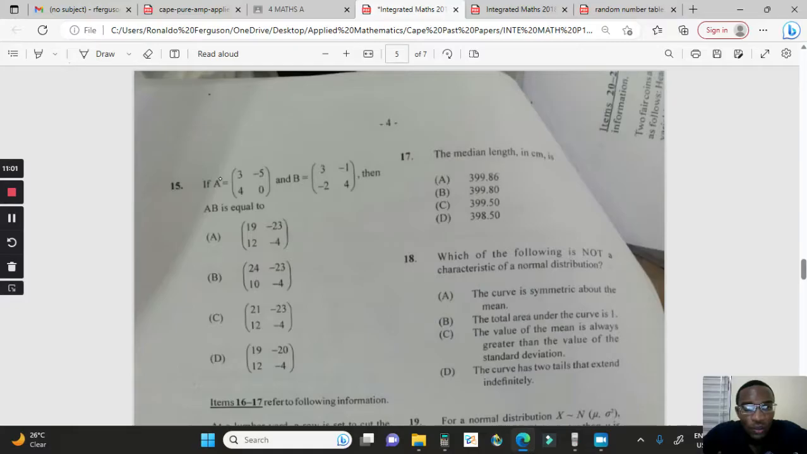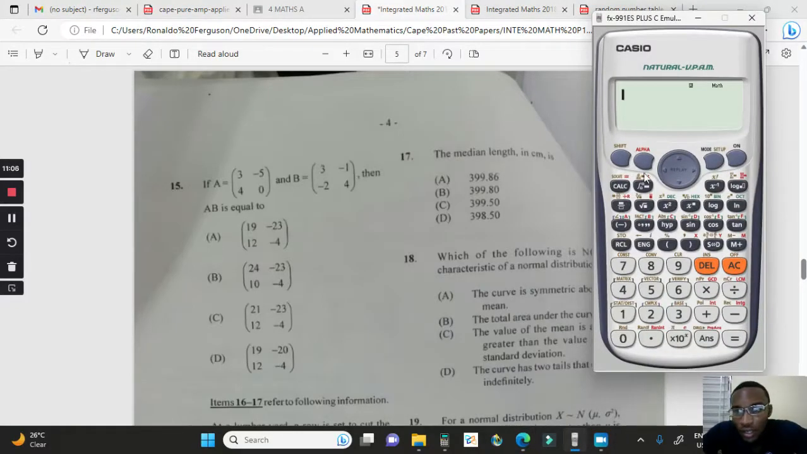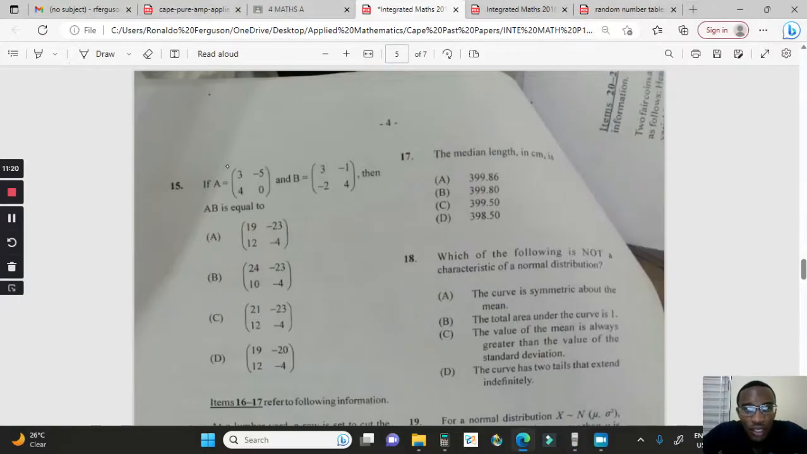Number 15, they want us to multiply these matrices. Now, I really can't bother, so I'm going to multiply the matrices here, number 6. Matrix A, 2 by... Oh, okay, this is taking too long too. So I'll have to multiply them. Let's just multiply and see what we get for the first element.